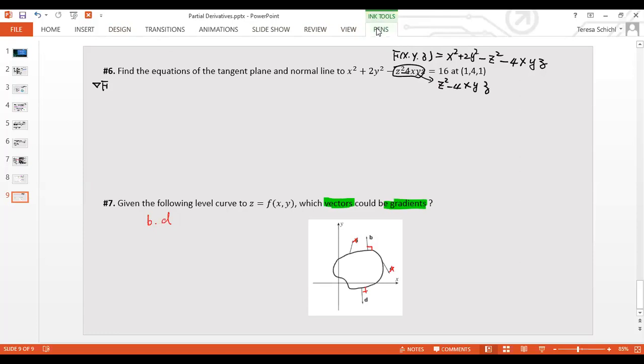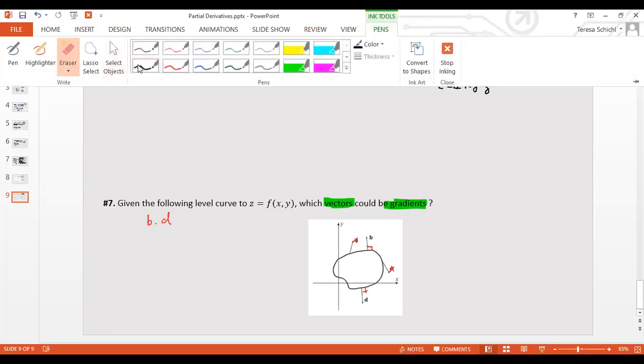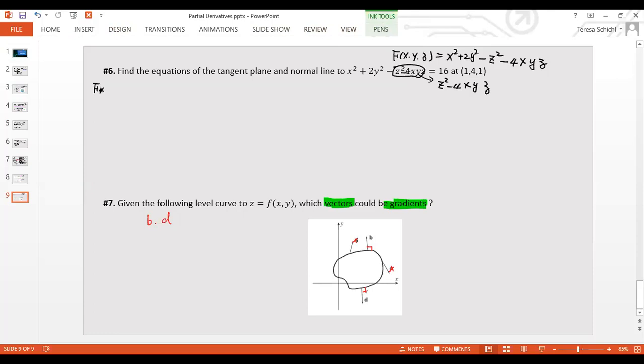So let's take a look. So the first thing is here, partial for x. So what is the partial for x? It is 2x minus 4yz, okay? Minus 4yz. Partial for y, what is the partial for y here? It is 4y minus 4xz, okay?